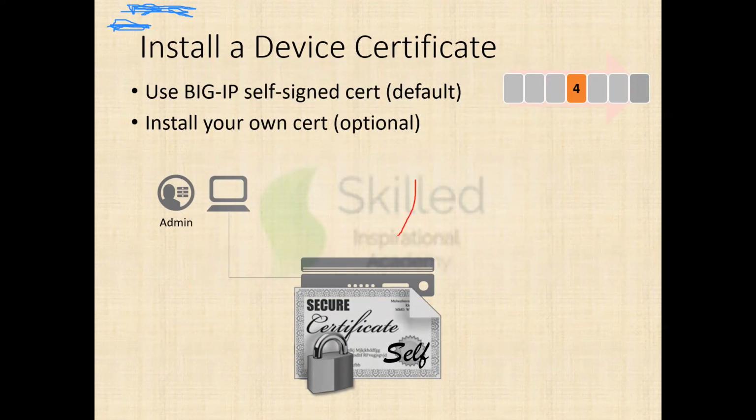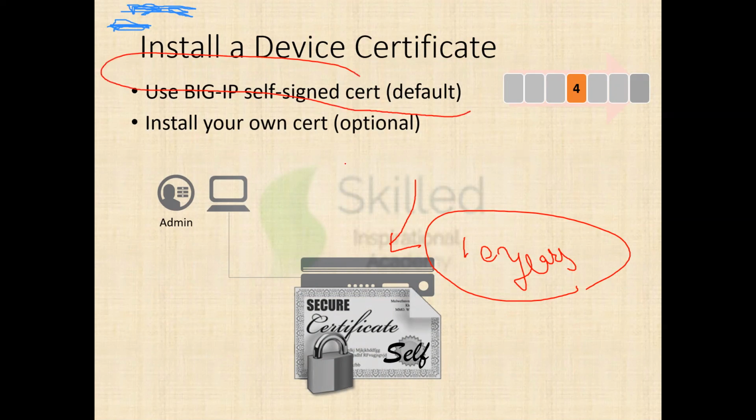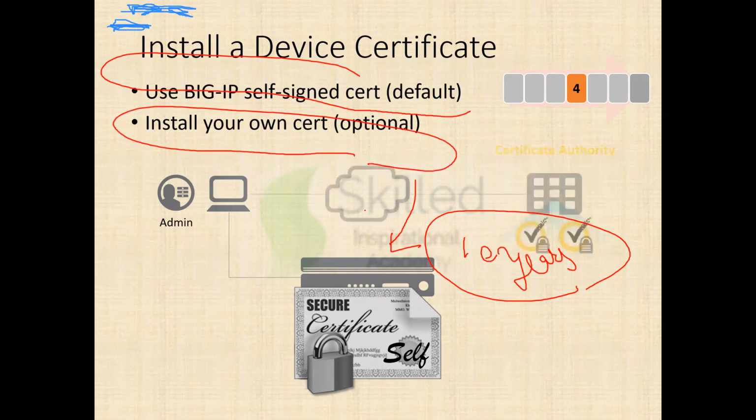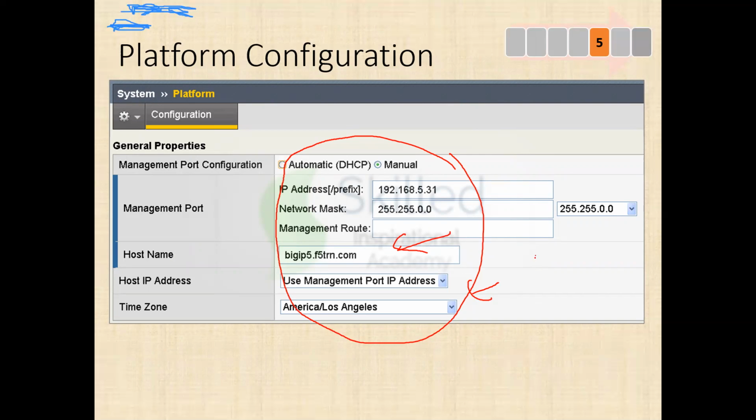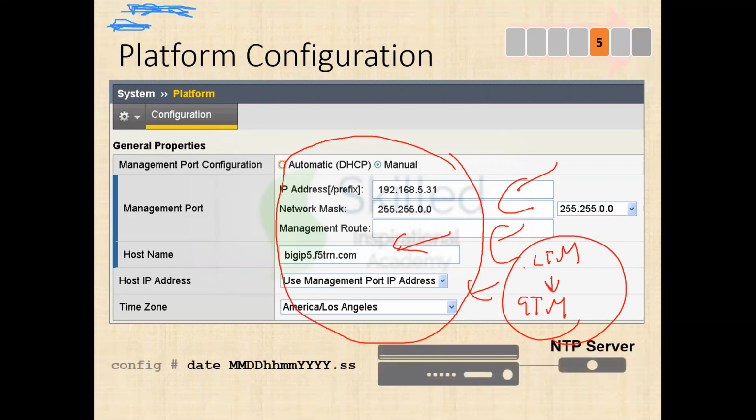The device certificate is optional. It's available for 10 years. You can use the self-signed certificate, which is provided by F5 by default, or you can install your own certificate, which is optional. This is how your platform configuration looks. Once you have the IP address, you need to give your host name, and the time zone is very important to integrate your LTM box with GTM. This is how platform configuration looks.